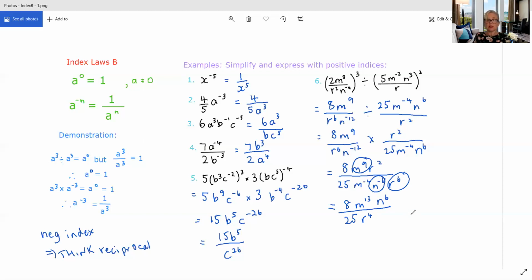So it can be a little bit cumbersome working with our negative indices when we start. But if you just remember this, I think you'll be pretty much okay. Just do lots and lots of practice.